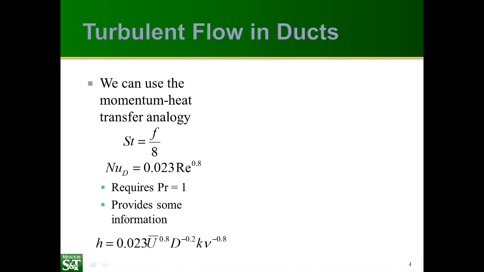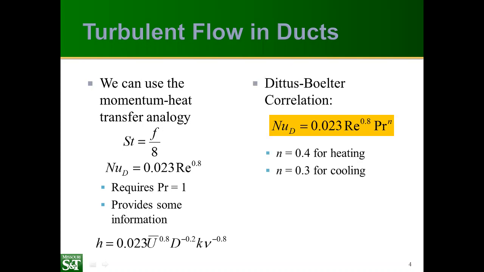As far as empirical correlations that try to account for variations in Prandtl number, the Dittus-Boelter correlation is probably one of the most widely used correlations for tubes and ducts. Here you can see that the value of the Prandtl number power is going to change depending on whether the fluid is being heated or cooled. 0.4 for heating, 0.3 for cooling.